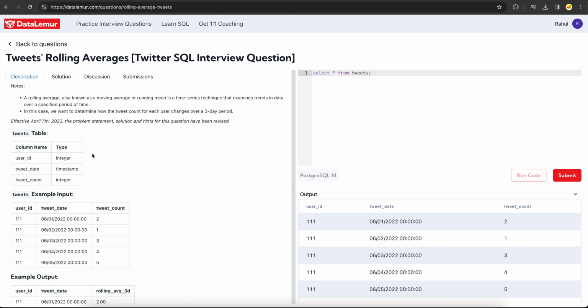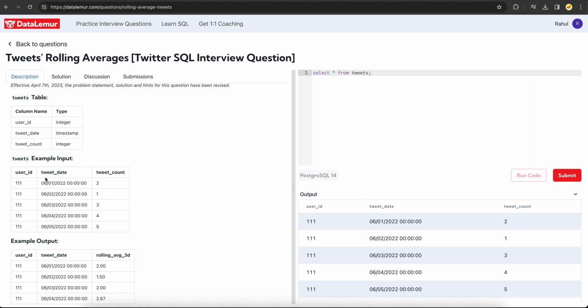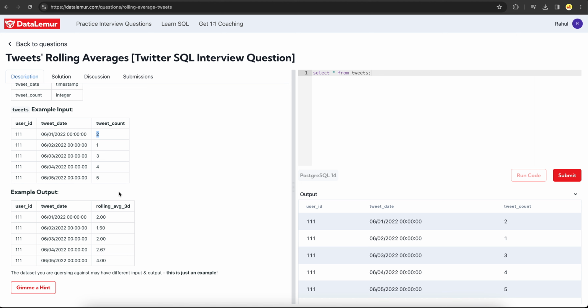So in this tweets table, you have the user ID, the tweet date, and the tweet count, and you can see one of the examples of the table. For user ID 111, you have a series of tweet counts that he or she made on a given date. You can see that the date is changing, and along with that you have the tweet count. So user ID 111 on this particular date made 2 tweets, then on the next day 1 tweet, and so on. The way rolling average is defined is you consider the last 3 rows in the time series, including the current row, and you calculate an average based on that.